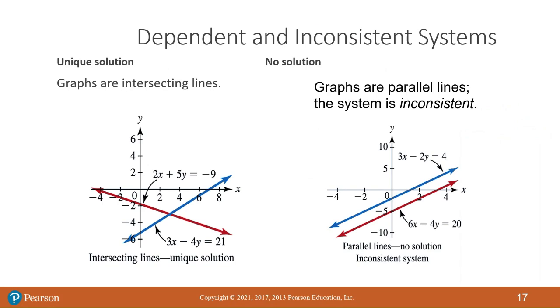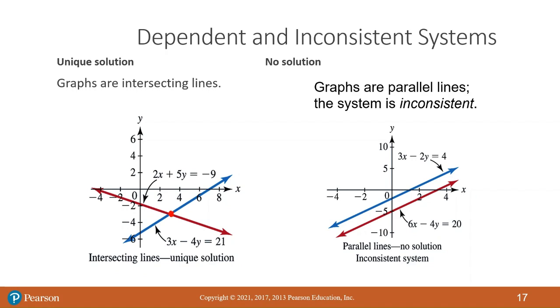All right, up next, let's look at dependent and inconsistent systems. So far we've only looked at unique solutions. In a unique solution, you have graphs that are intersecting lines. Basically, they intersect at one point, and that one point is your answer. This would be our answer in this first one. So you have two equations, those equations give lines that intersect, and intersecting lines give a unique solution.